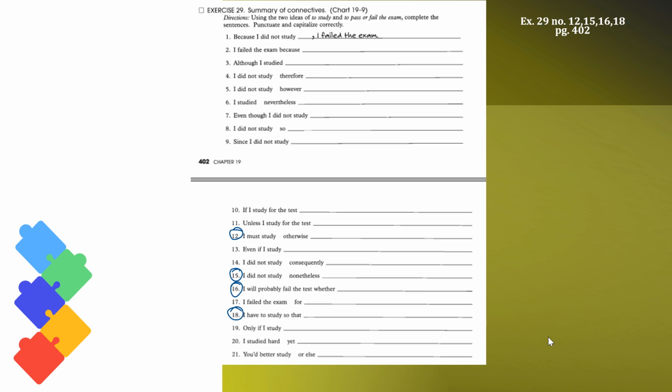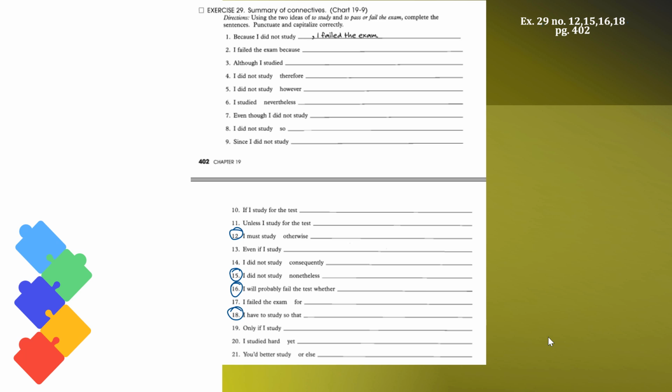The next exercise, 29, numbers 12, 15, 16, and 18. Have a look at the direction first. Using the two ideas of to study and to pass or fail the exam, complete the sentences. Punctuate and capitalize correctly. Number 1 is done for you: because I did not study, I failed the exam. Cause and effect relationship. Now we come to number 12. I must study, full stop, otherwise, with a capital letter O, otherwise, I will fail the exam. Okay, number 15. I did not study, full stop, nonetheless, with a capital letter N, I passed the exam.